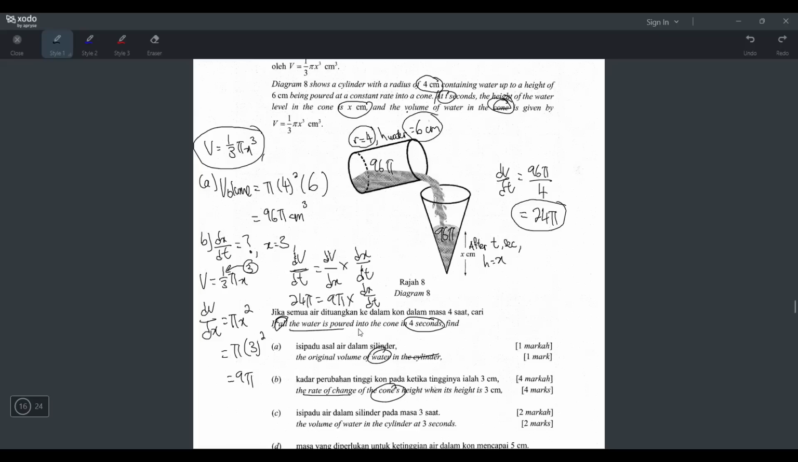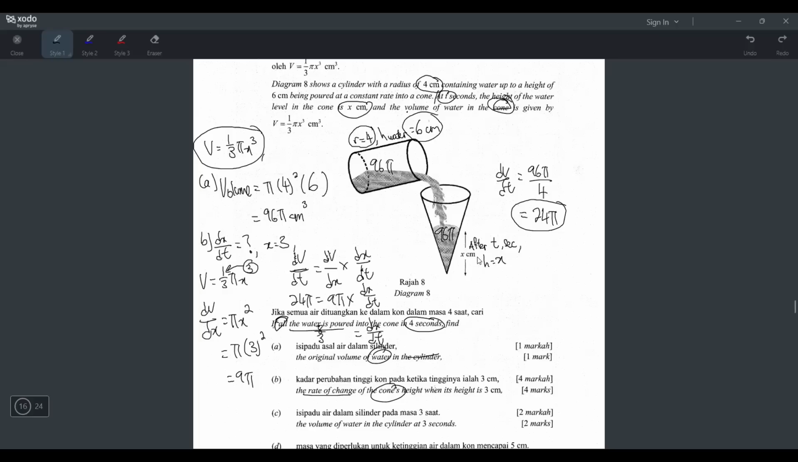Okay, now we can find our dx/dt. So I will write here dx over dt equals, the pi and pi can cancel, 24 divide 9, you can use calculator. So my calculator gives me 8 over 3. Okay, so that's the answer, 8 over 3. Don't forget to write the unit.